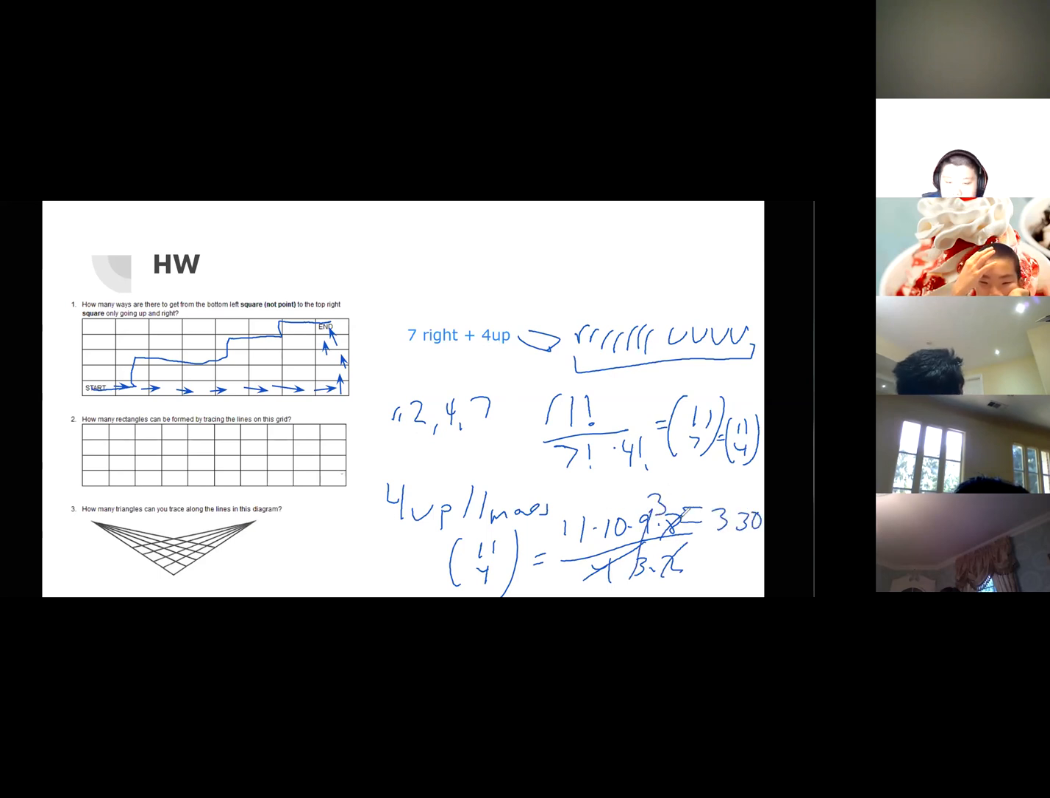Does anyone still have a question on number 1? I mean, most people got this one, although some people did have trouble with it. The next one, I think people may have had less idea because I didn't go through it thoroughly in class. But how many rectangles can be formed by tracing the lines in this grid?